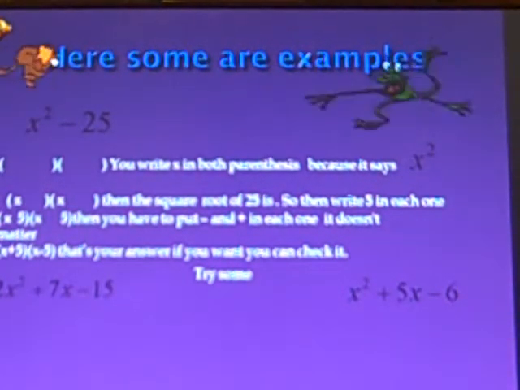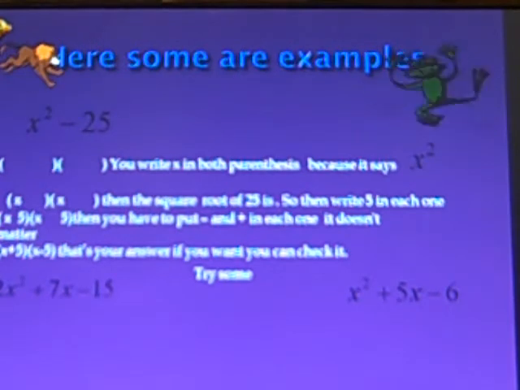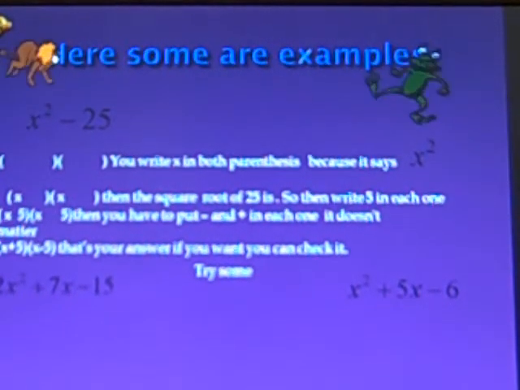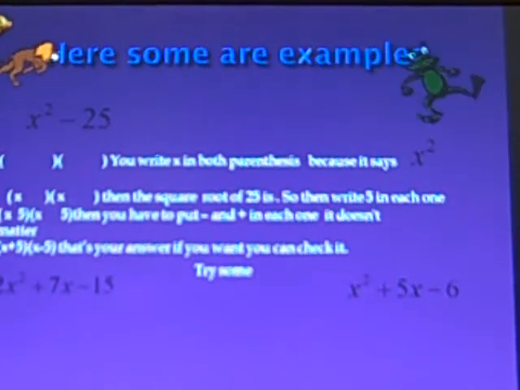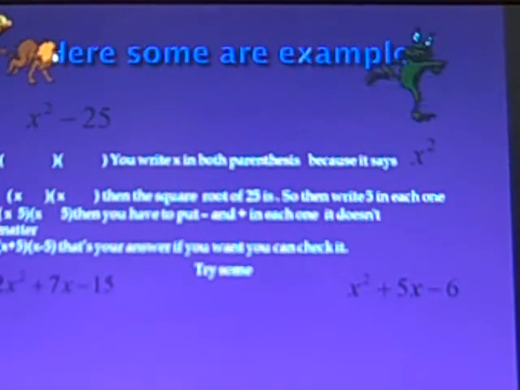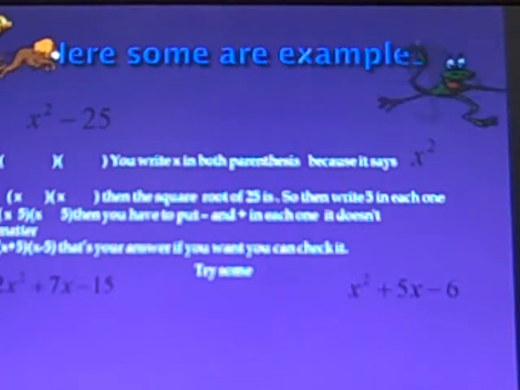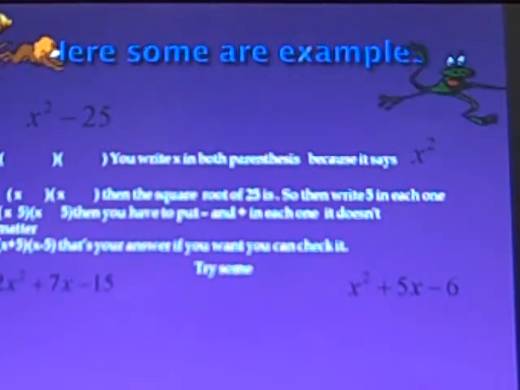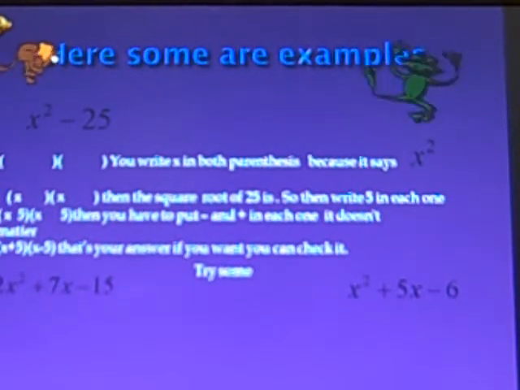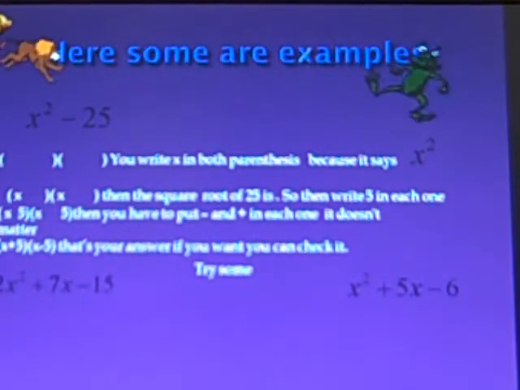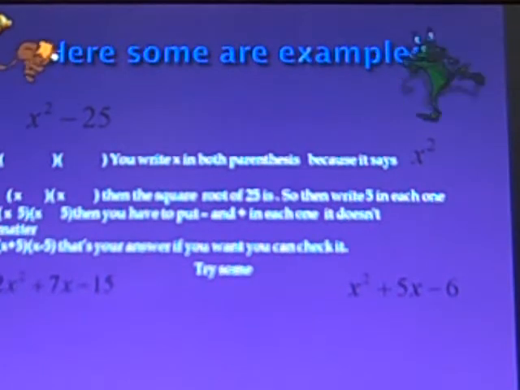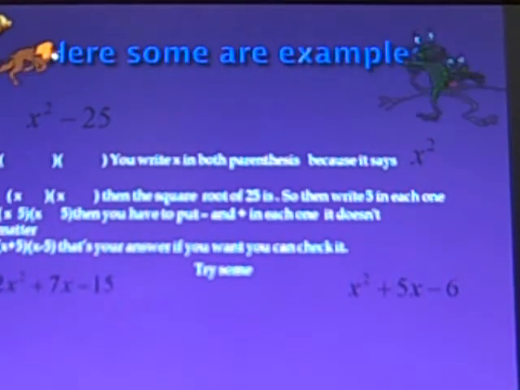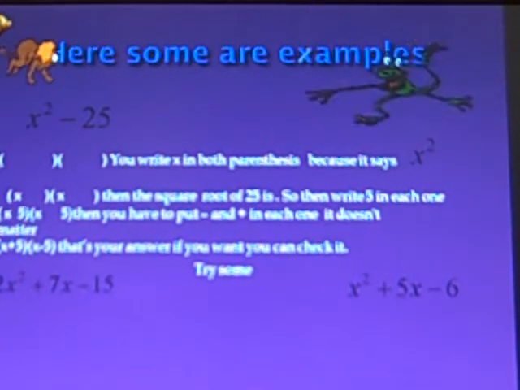Here are some examples. X squared minus 25. So you write x in both parentheses because it says x squared. So parentheses x and then parentheses times parentheses x and then parentheses. Then the square root of 25 is 5. So then write 5 in each one. So parentheses x space 5 parentheses times parentheses x space 5.